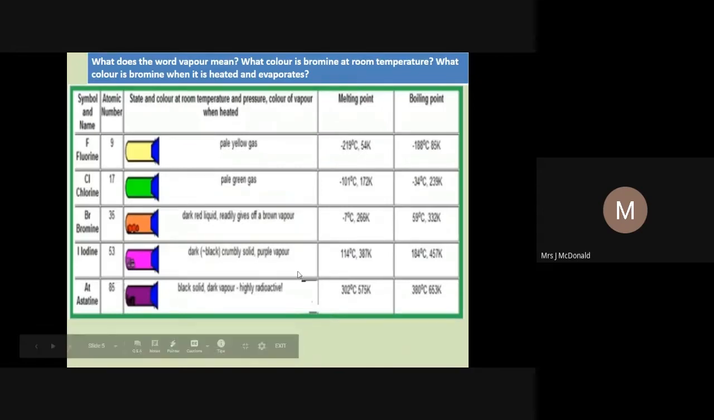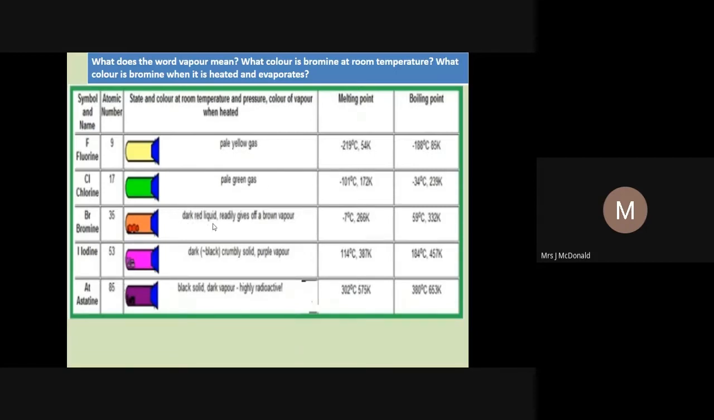Okay, so let's have a look. This is some information about the different halogens. So how do they exist normally at room temperature? Well, you can see that fluorine and chlorine are both gases. Fluorine a pale yellow gas, chlorine a pale green gas, and they're both poisonous.